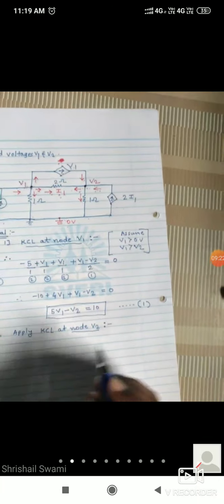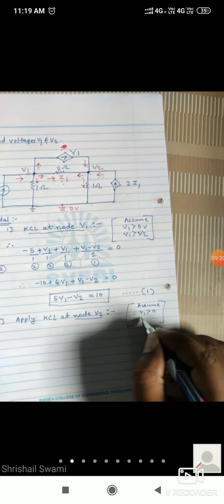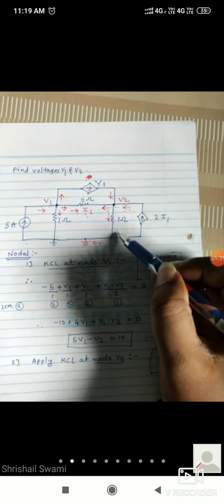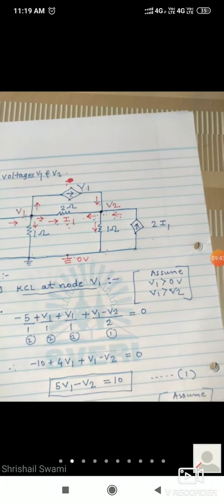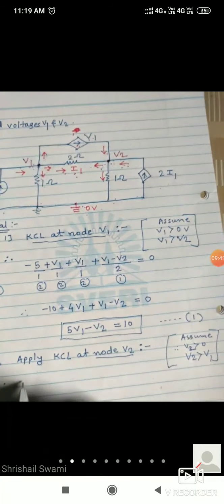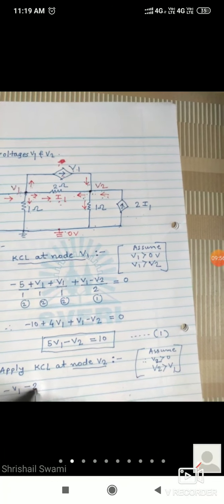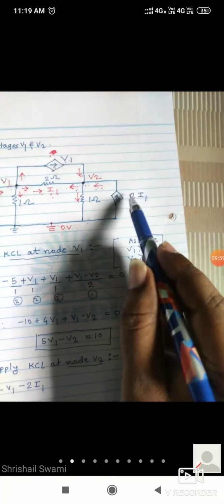Okay, so what are the assumptions here? I think 2 assumptions are there. Out of 4, 2 are the current source values. So V1 is greater than 0 and V2 is greater than 0 and V2 is greater than V1. So V2 is greater than 0 for this branch, and for this branch V2 is greater than V1. 2 assumptions. So out of 4, 2 are the incoming and 2 are the outgoing. So first of all I will write incoming -V1. What is the value of this current source? -V1. What is the value of this current source? -2I1. Here 2I1 is given.